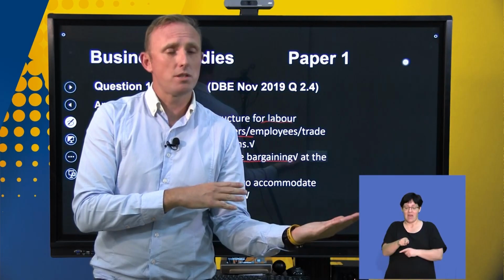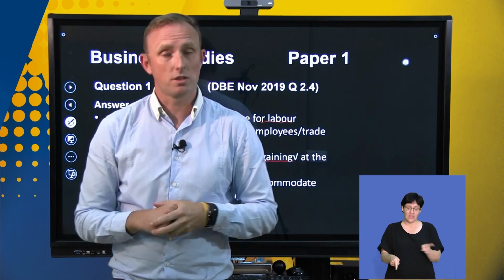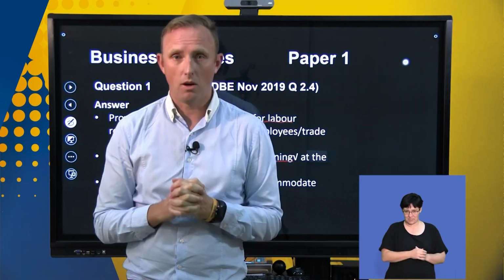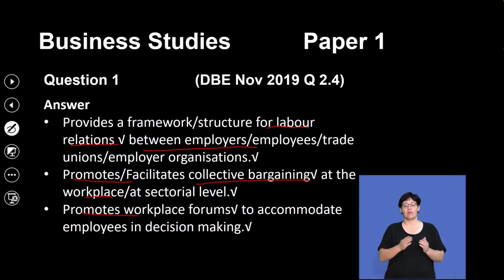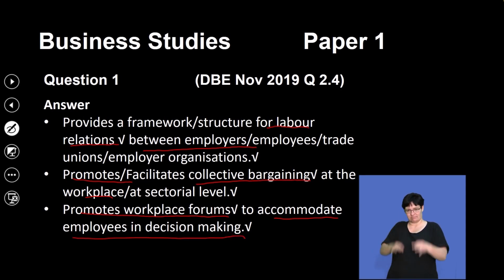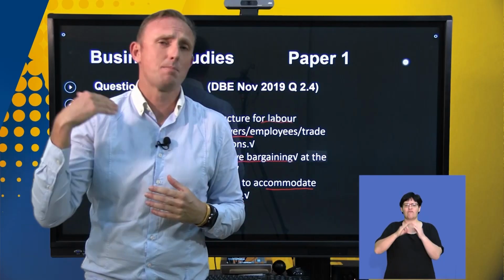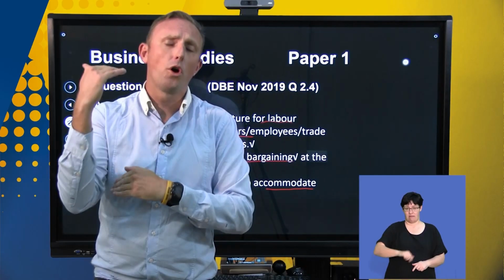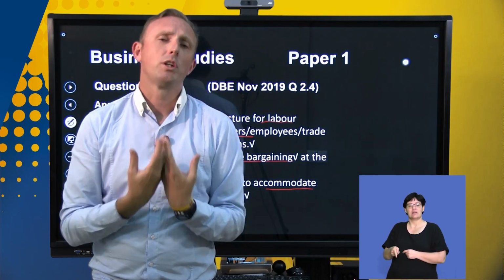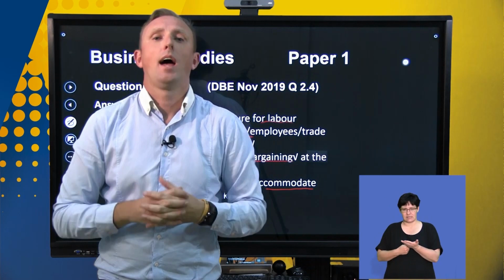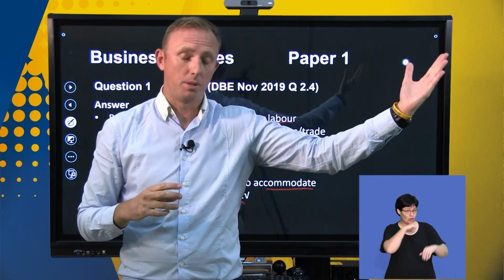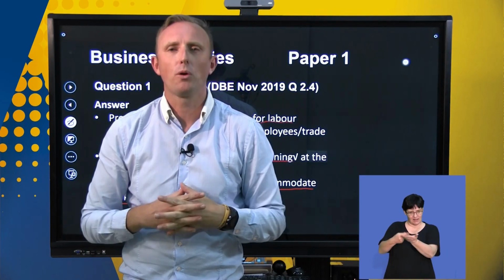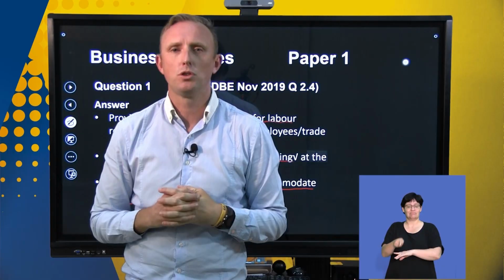And if they have more of a voice through collective bargaining, there's a greater chance of getting what they are asking for. It promotes workplace forums to accommodate employees in decision making. So at the workplace forum, a business might say, right, we want to move our factory overseas to China. The workplace forum is an avenue in which the employees can discuss the possibility of the business moving to China, or why it should stay in South Africa. So it just gives the employees a platform to voice their opinions.